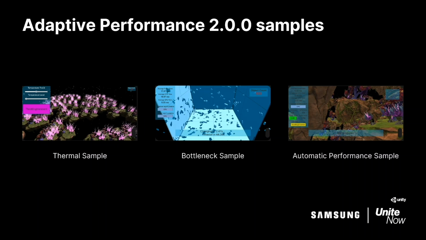The thermal sample is going to display the temperature usage, how hot your device is getting. The bottleneck sample will show you how the automatic bottleneck detection logic looks in action. And finally, the automatic performance sample puts everything together and allows you to watch the frequencies being dynamically updated as new bottlenecks are noted.